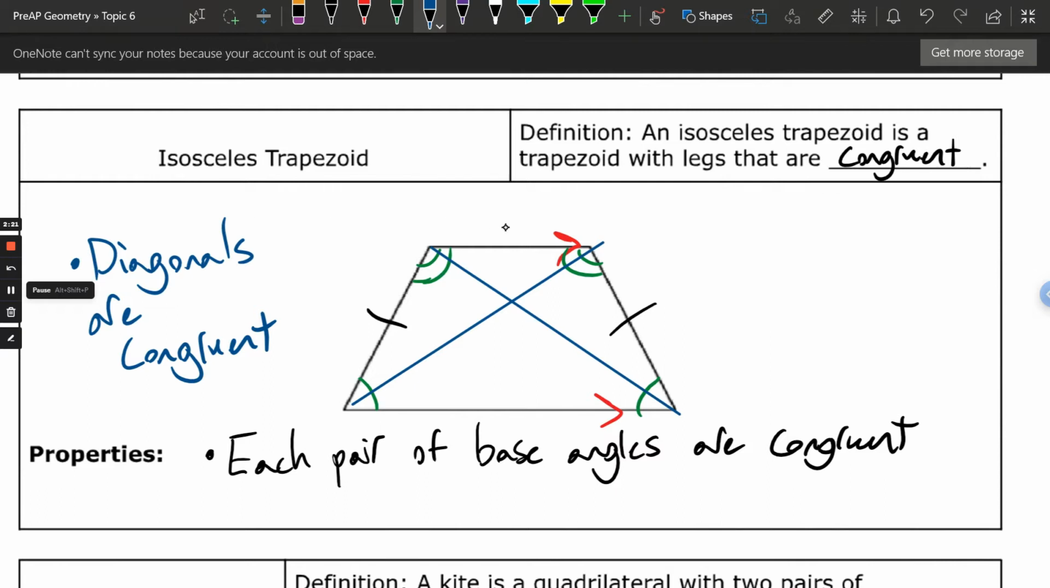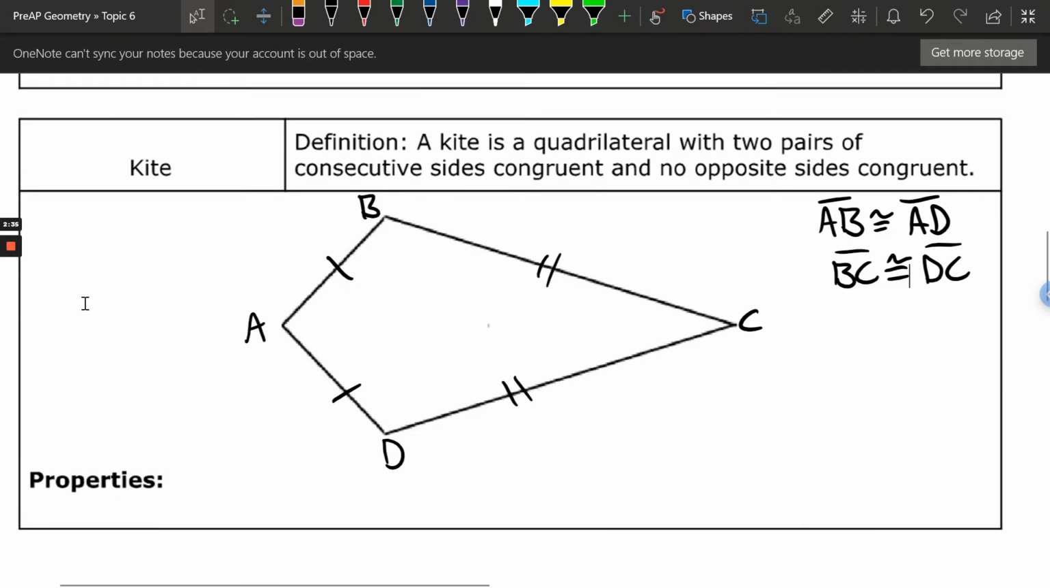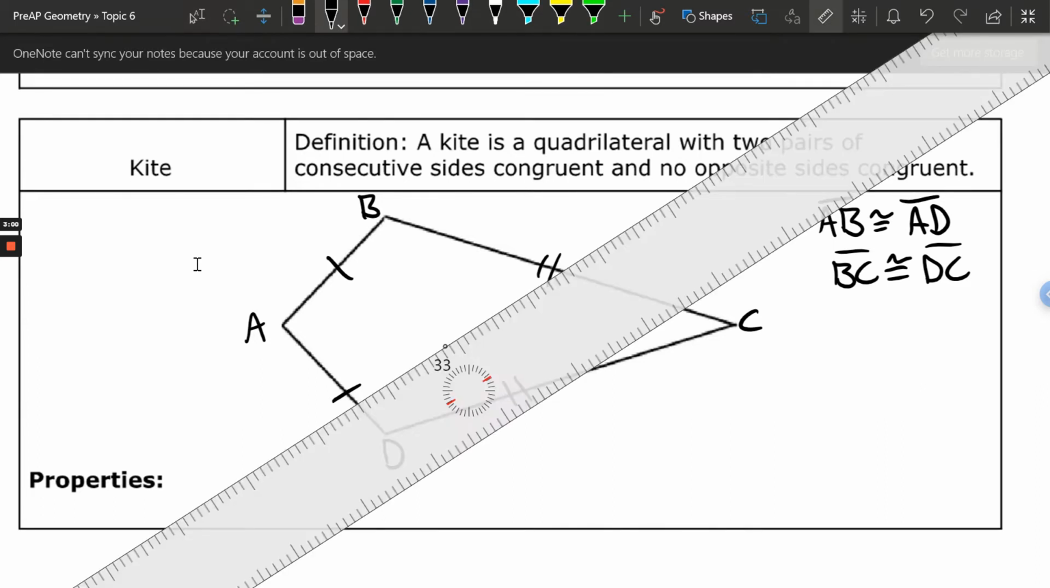Okay, the last shape that we're going to look at today is called a kite. It's the most estranged from the family tree. So let's look at a kite and then we'll do a few examples, and then that'll be the end of the video for today. This quadrilateral is a kite, and by definition, a kite is a quadrilateral with two pairs of consecutive sides congruent and no opposite sides congruent. By the way, consecutive means next to each other, like AB and AD. So there are no opposite sides congruent in this shape. Also, there's something to note about the diagonals.